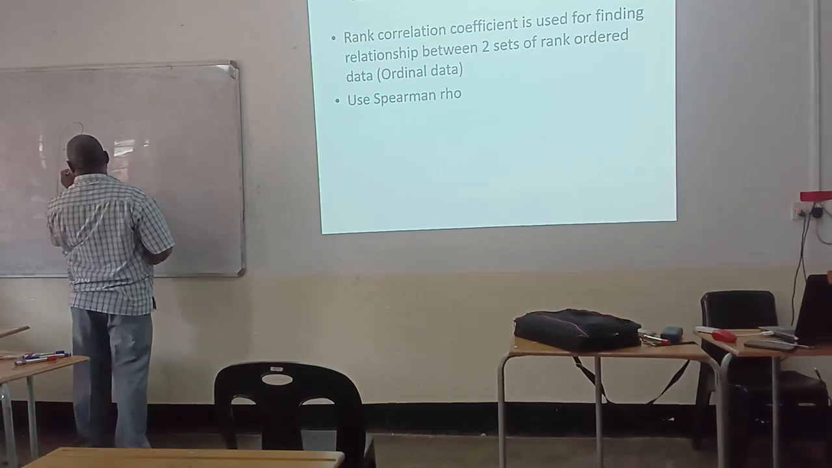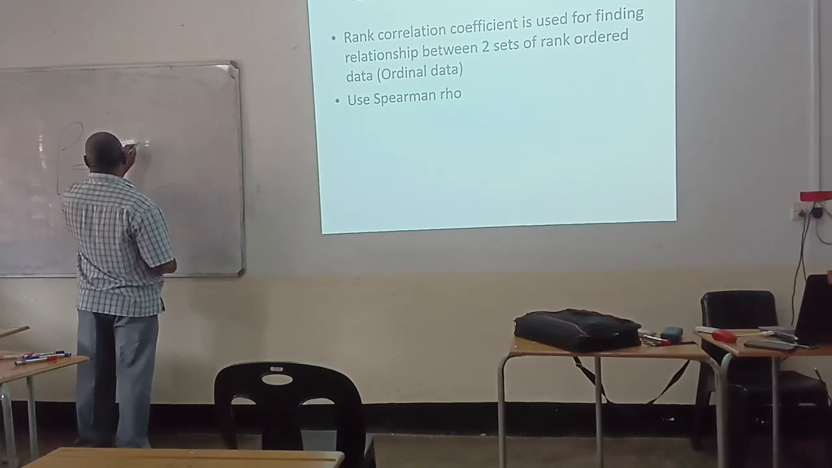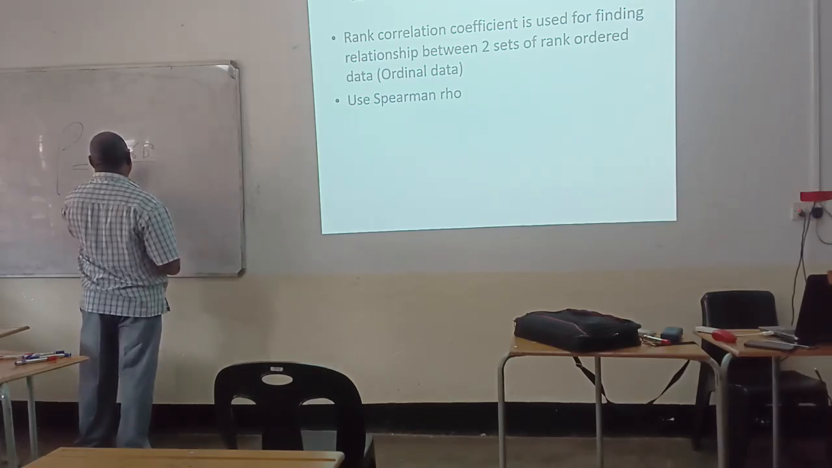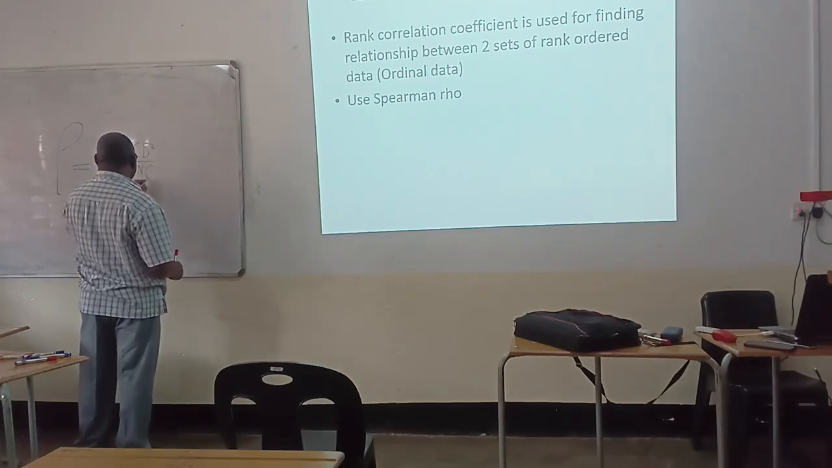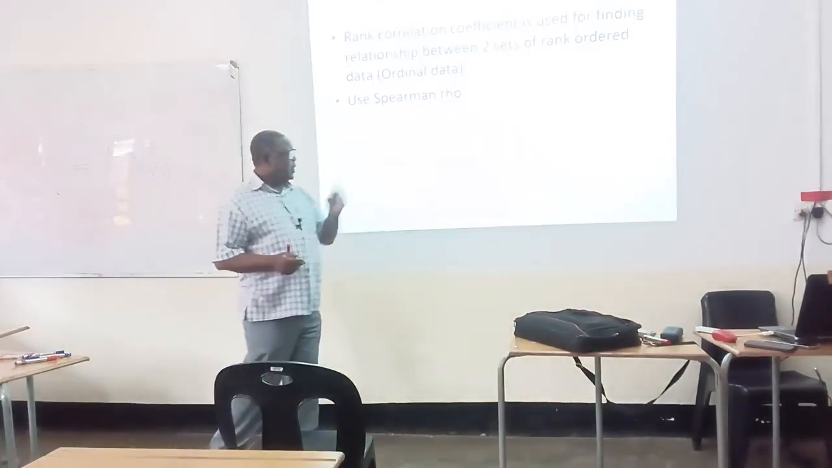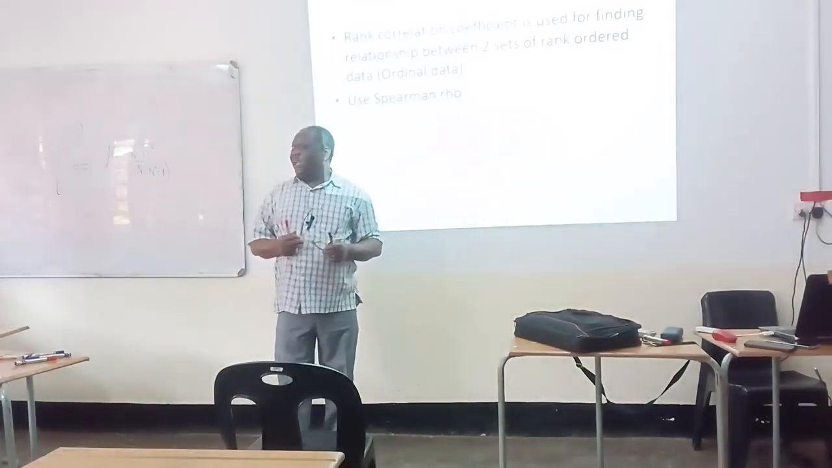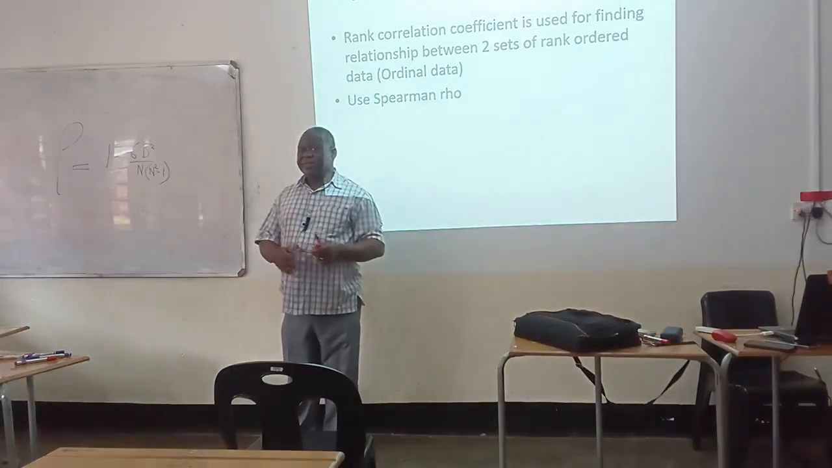Which we said that the Spearman Rho is equal to 1 minus 6 d squared divided by n multiplied by n squared minus 1. That's the formula for Spearman Rho. And the d here are the differences.